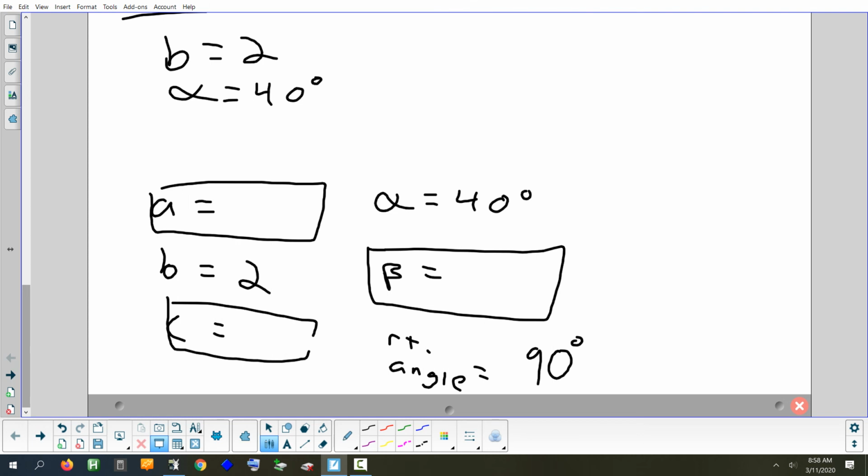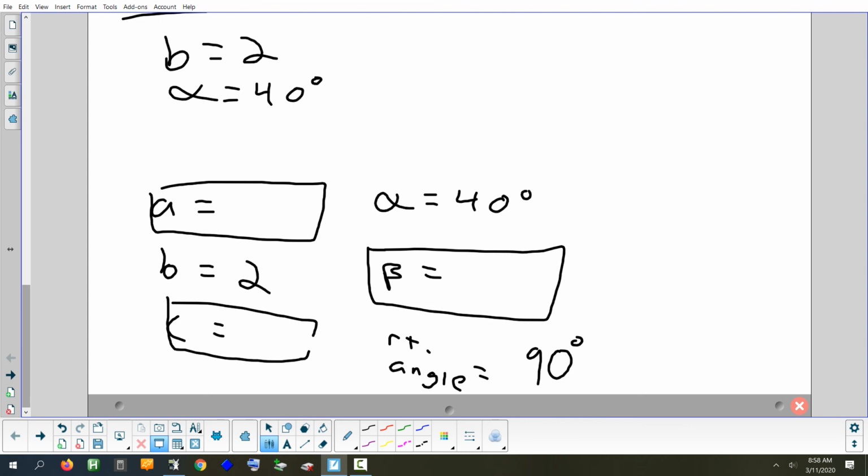Next, I put the three angles on the right. That one's always a 90. You don't even need to think about that one this week. They told me alpha was 40, so I filled that in as well. And then I put a box around beta. So where you see the 3 boxes, that's what you need to find.